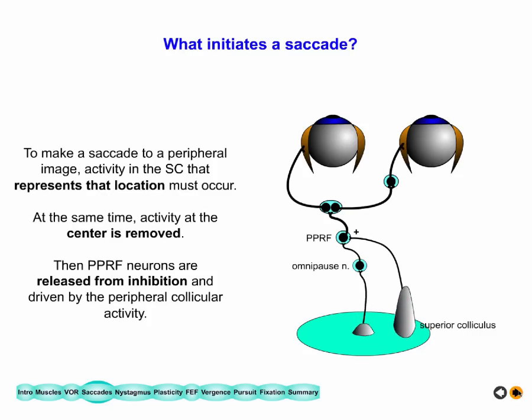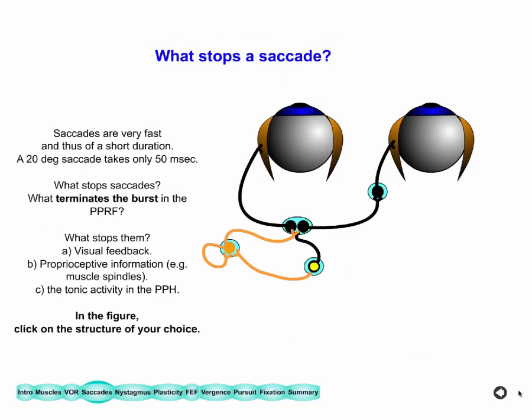But if you were thinking ahead, you've still got a problem. You've got this burst happening. What stops the burst? Okay, your PPRF is being activated. What stops it?